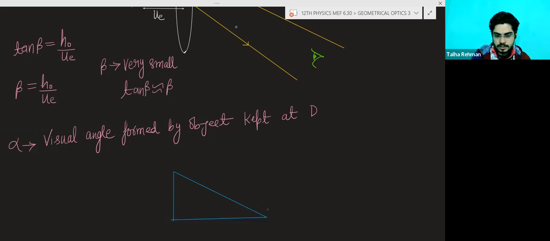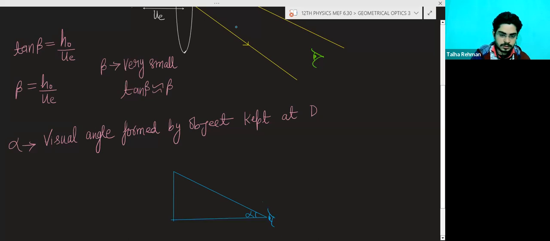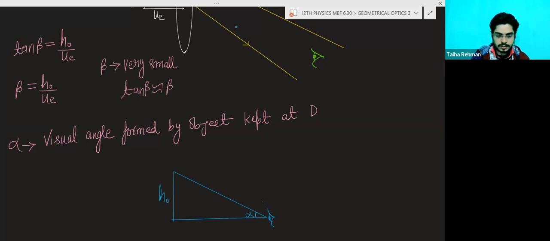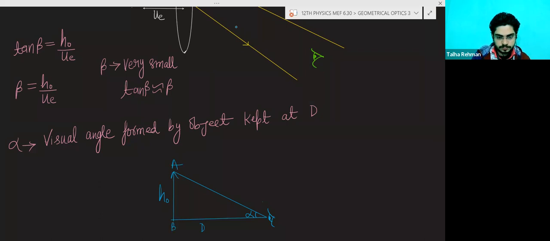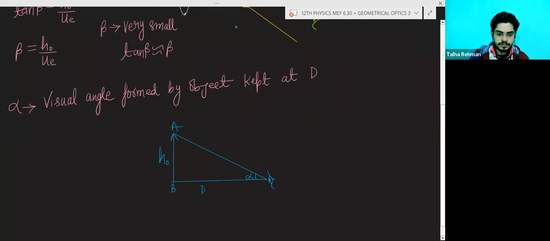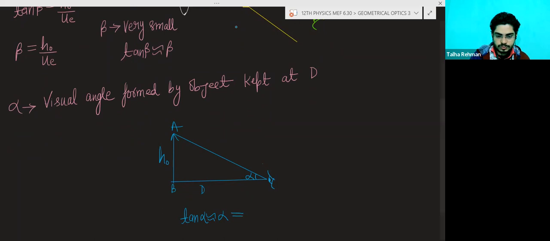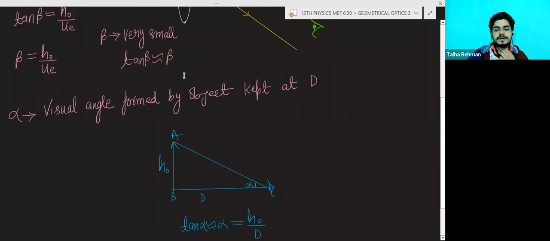And if this is your eye, this angle is alpha. This is the height of object, and this distance is D. Okay, and this object is basically AB object. So from here you can find tan alpha, approximately equal to alpha, because alpha is also very small here, is equal to HO divided by D.